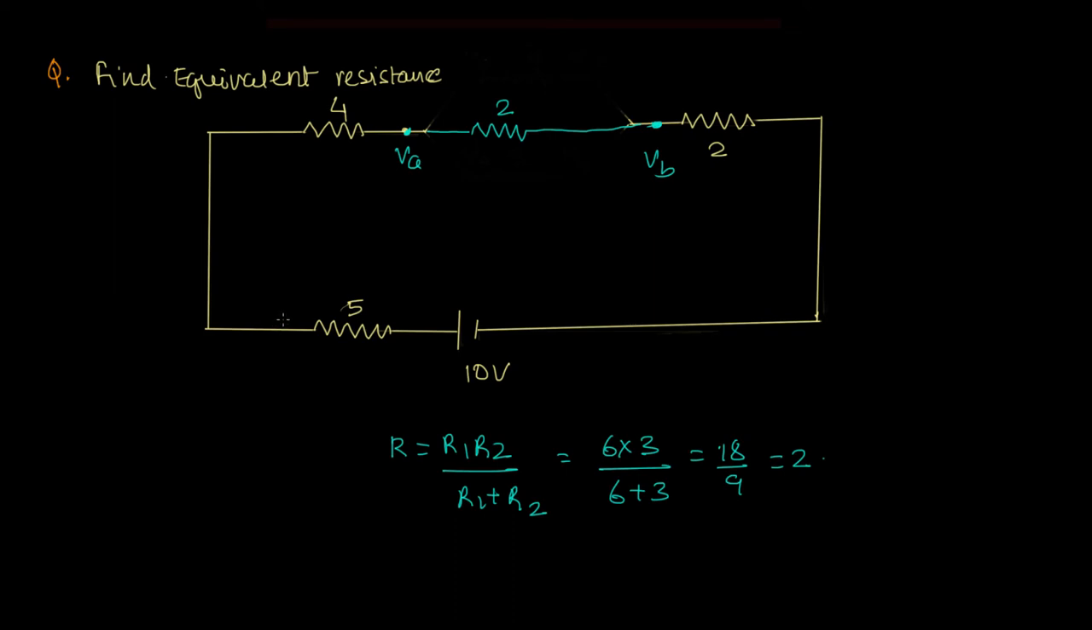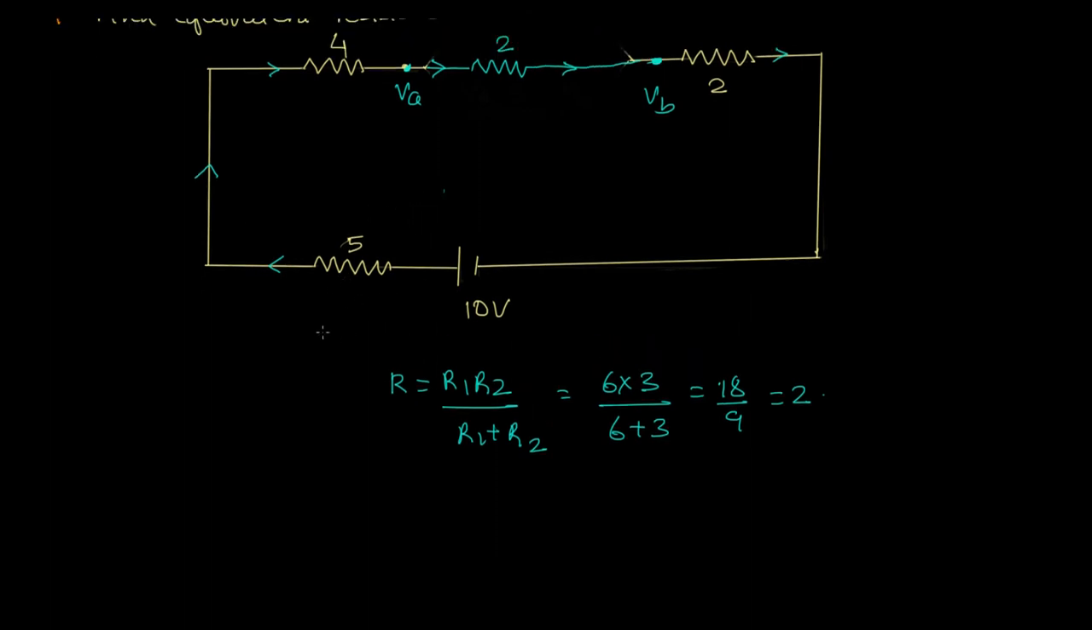Now if you look at it, the current that travels from here, goes here, comes here, and has no way of getting diverted. It is forced to flow through all of them. The same current. The moment we see the same current flowing through all of the resistors, they are in series. Okay, they are in series. So now we apply the equivalent resistance. R equivalent is equal to the sum of the individual resistors. So 5 plus 4 plus 2 plus 2, and that gives you 13 ohms.